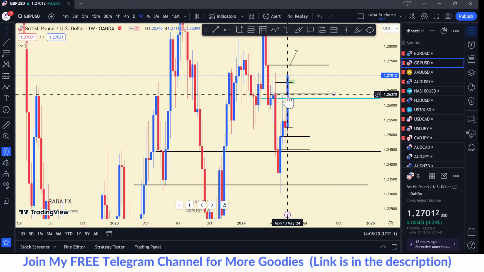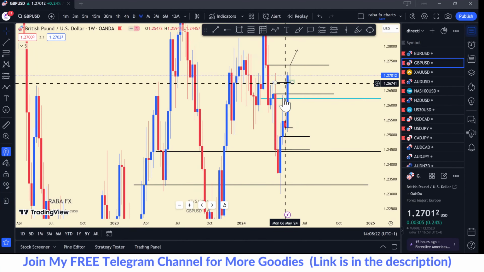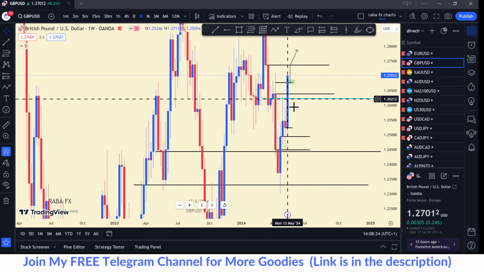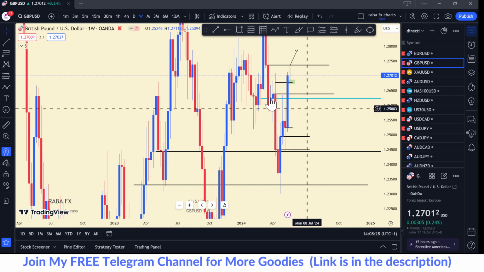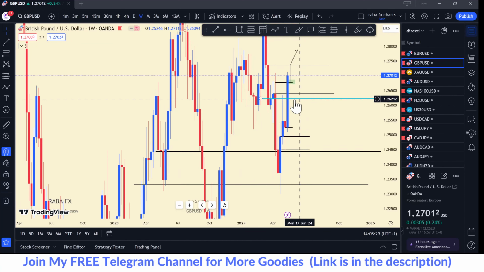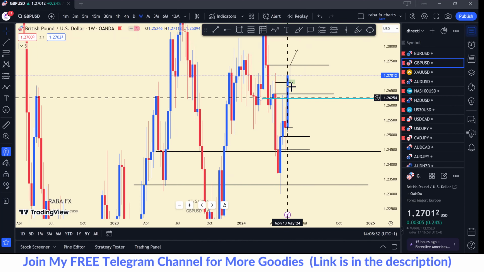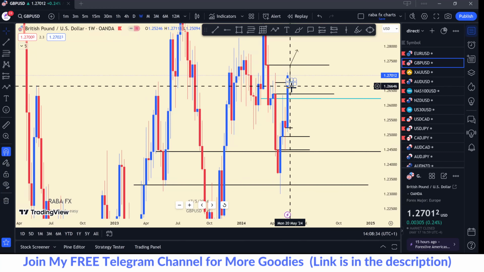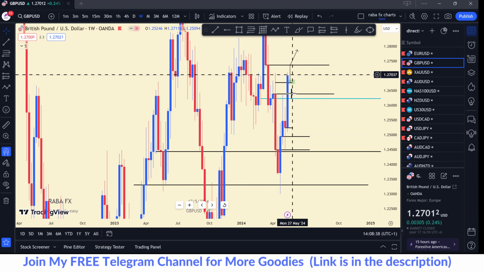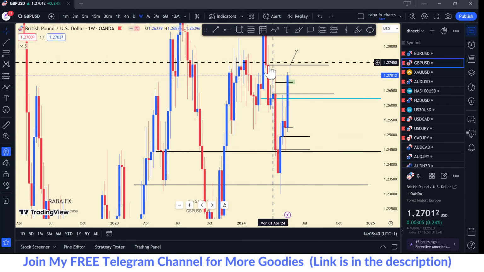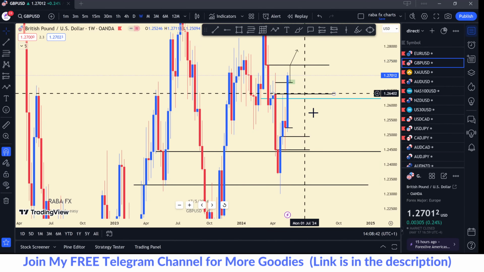Okay, this particular level was the obstacle. All right, and I was expecting a form of rejection from it, not a total reversal. Okay, this will be an area where you can look for sell trades, but as price has closed above it, then it's simply a continuation. This is the next obstacle.